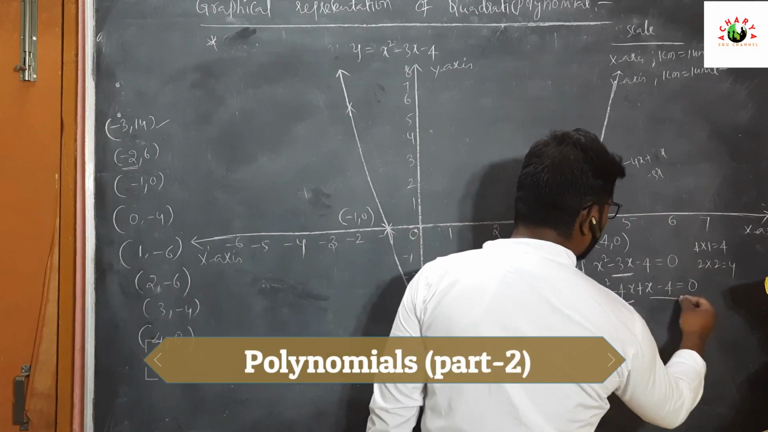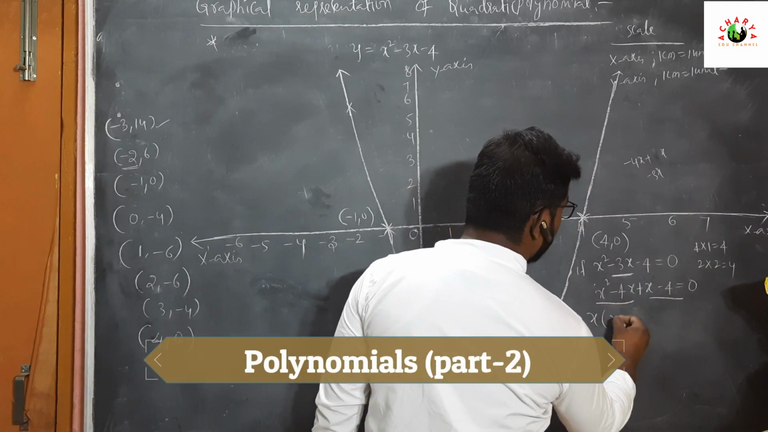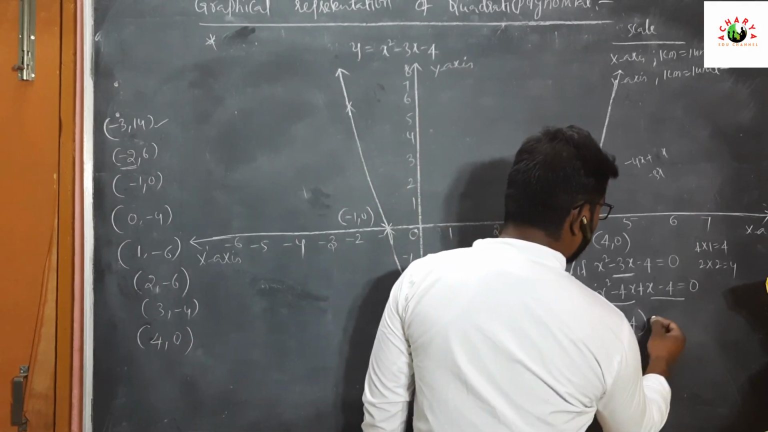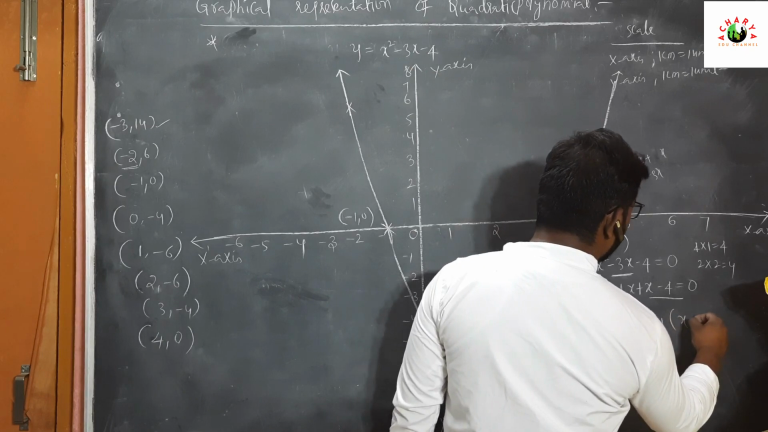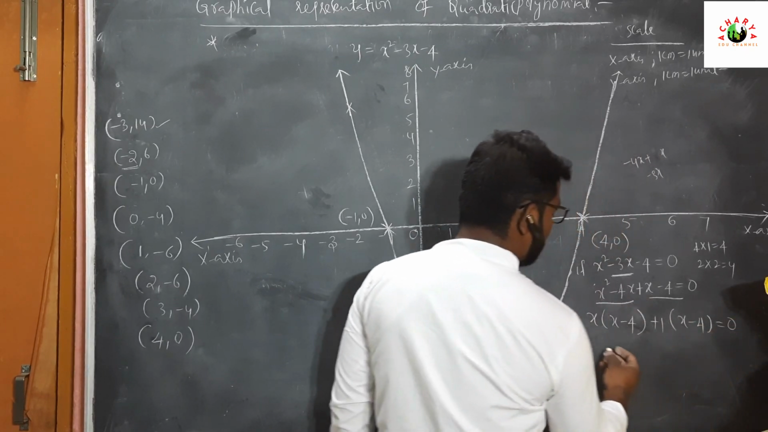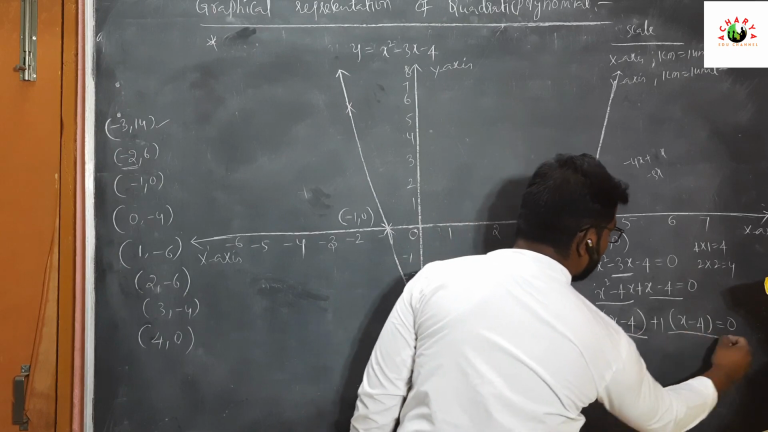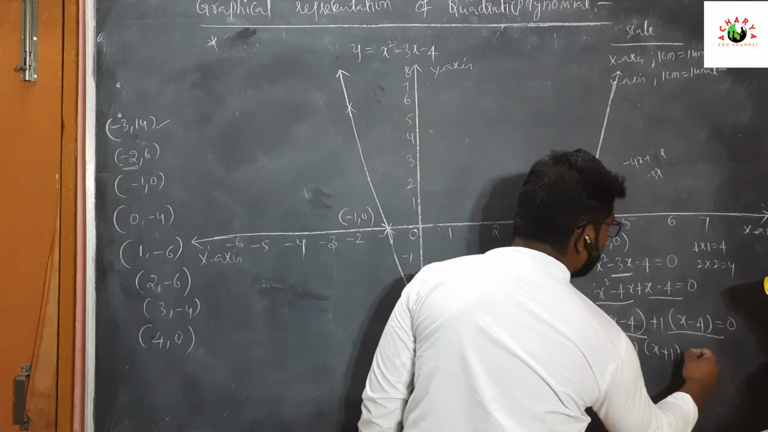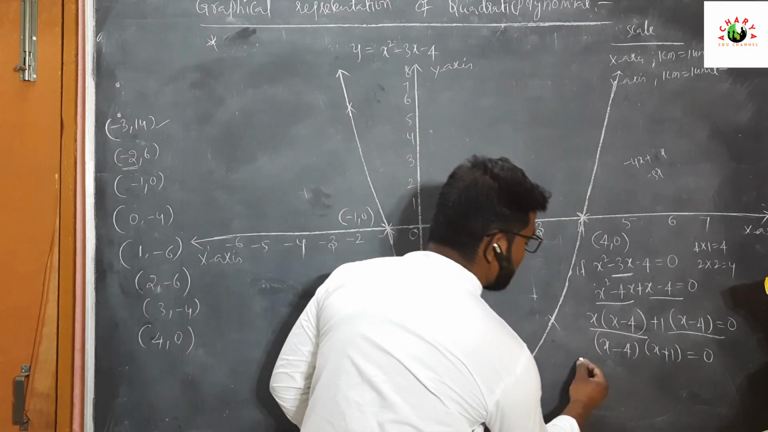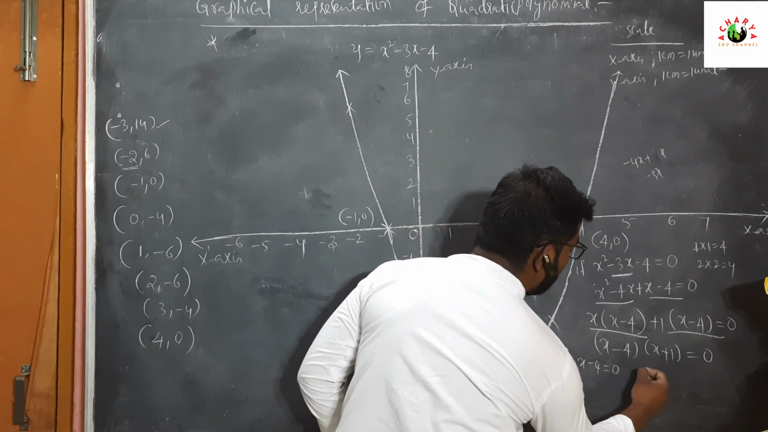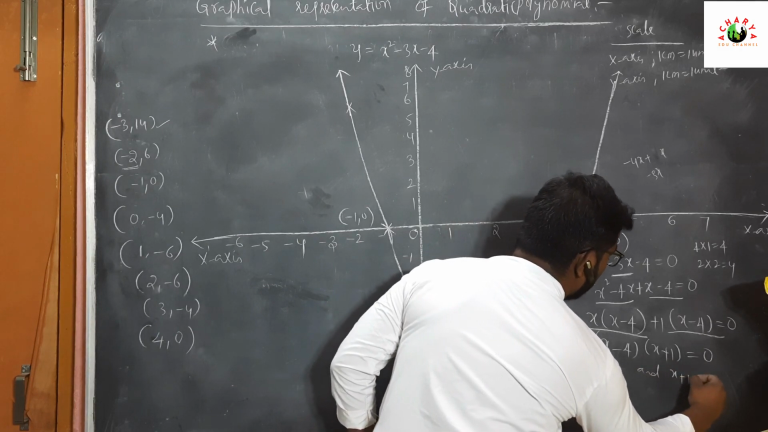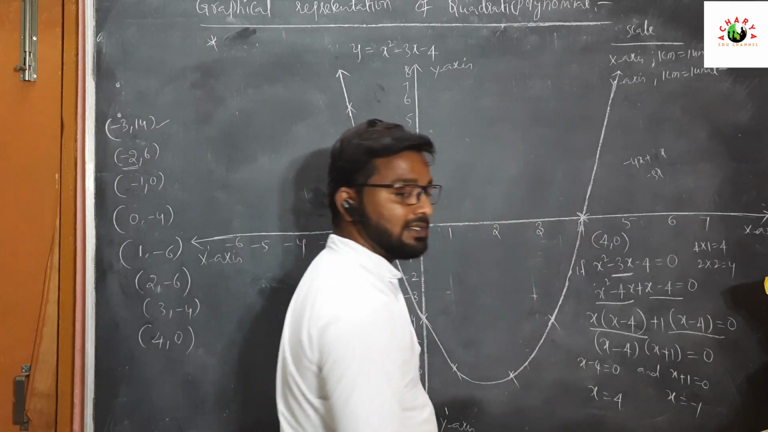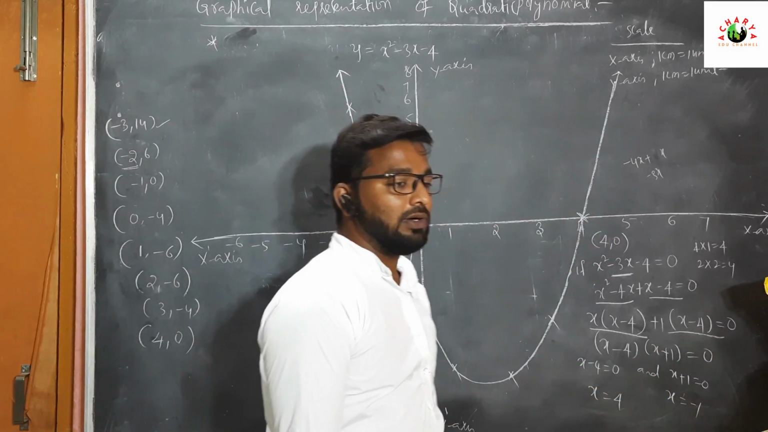Then we are dividing into two groups. Taking x common from the first two terms gives x minus 4, and taking plus 1 common from the last two gives x minus 4, equal to 0. Here x minus 4 is common, and the remaining term is x plus 1 equal to 0. So x minus 4 equal to 0 and x plus 1 equal to 0. So x is equal to 4 and x is equal to minus 1.